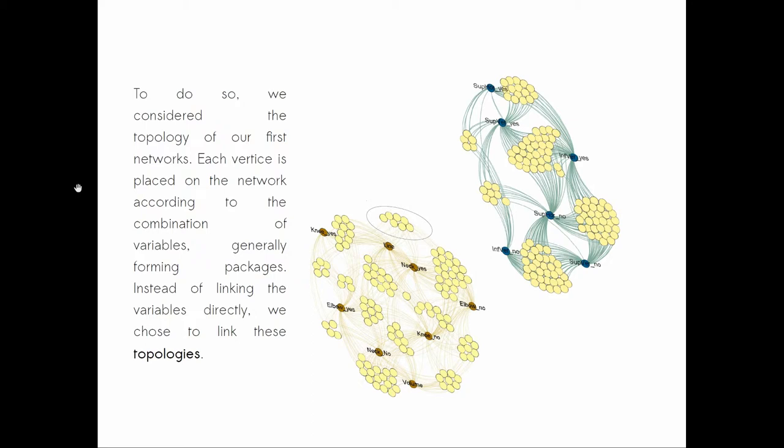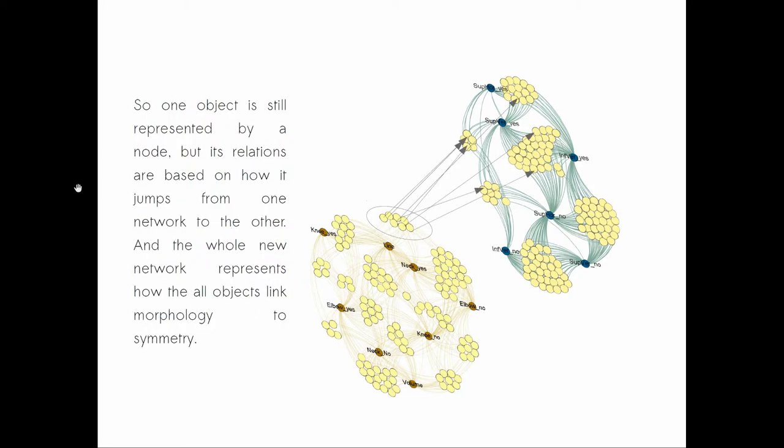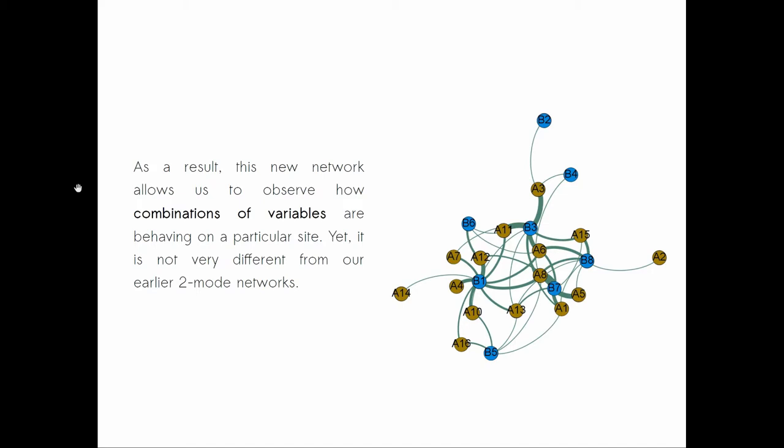So the figures in one cluster might be related to other clusters in the other dimension, and that's what we are trying to build into the new folding network. What we get is a network of these combinations of variables. In the first one, the brown one is the morphological, and the blue one is the symmetrical network. So it shows us which particular clusters are related to one another.